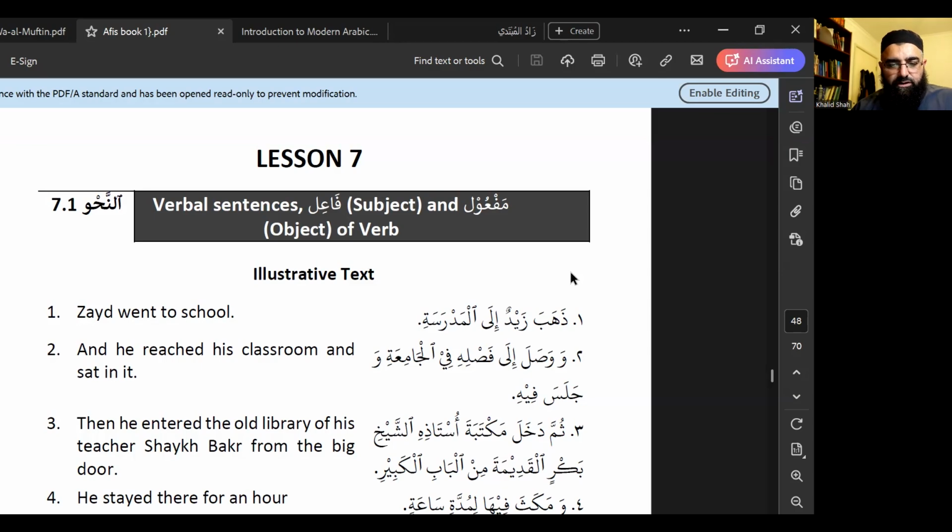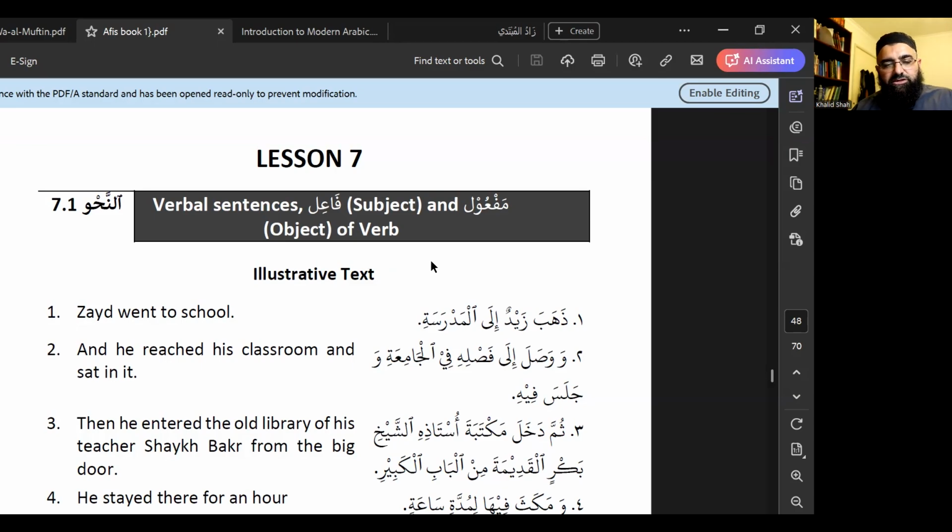Welcome to lesson number seven, and firstly, the Nahu section of this lesson. In this lesson, we're introducing something new. So far, all the sentences that we've done are mubtada khabar sentences. There is another main type of sentence, which is called a verbal sentence. The mubtada khabar is called a noun sentence because mubtada and khabar are both nouns, and the sentence starts with a noun.